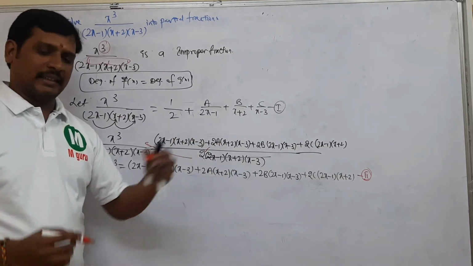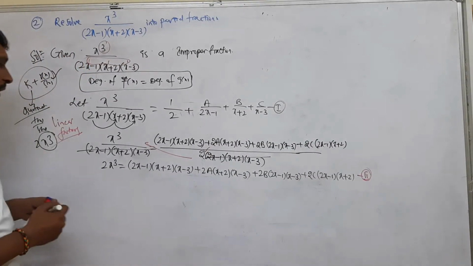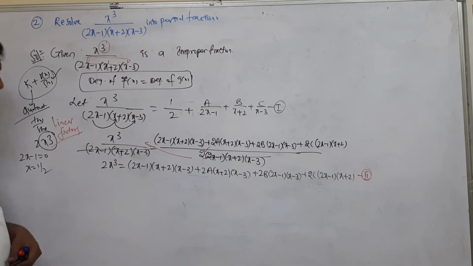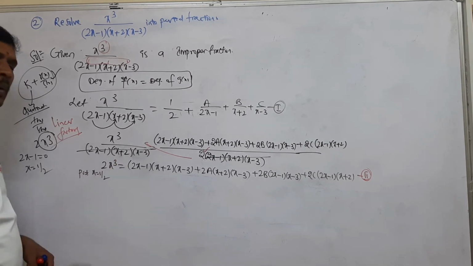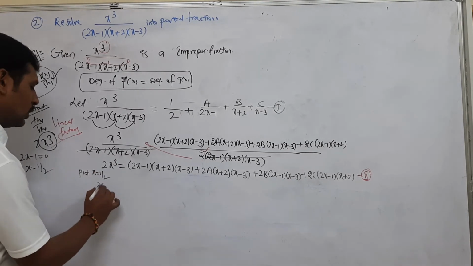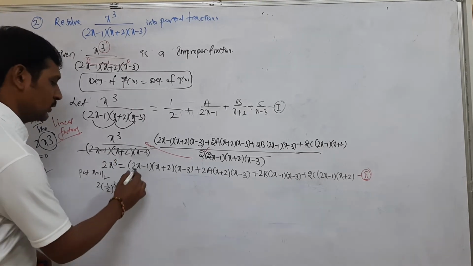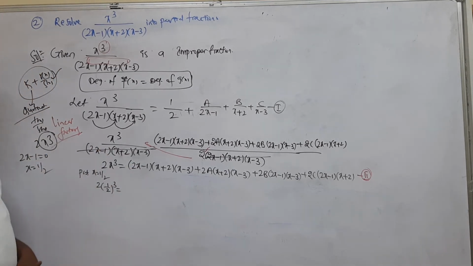Already we have 3 factors. So by the replacing method we will get all the 3 values. Let us go further. First factor is 2x minus 1, so x becomes 1 by 2. So let us put x value as 1 by 2. So what happens? 2 into (1 by 2) whole cube, and 2x minus 1 we are taking as 0.